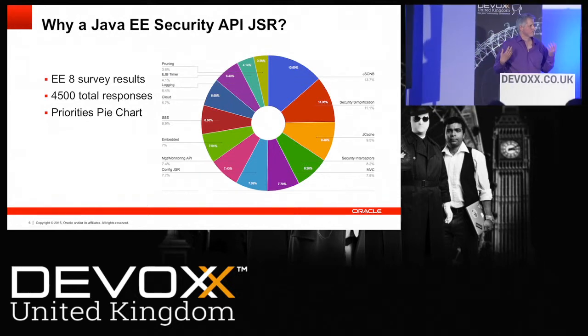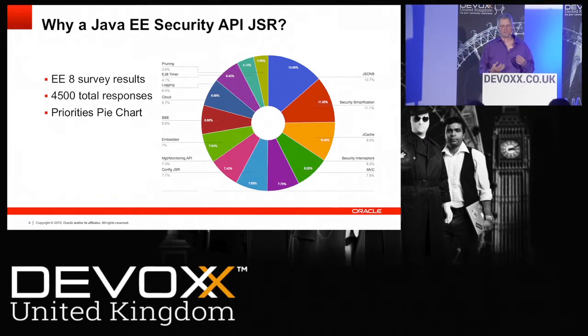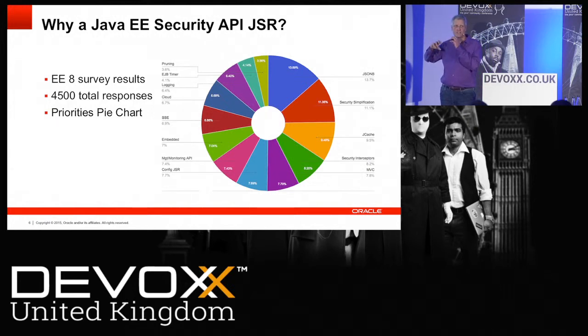Security, nobody really has updated security since maybe EE 1.4. And so there's a lot of work, especially with simplifying security, because it's pretty difficult right now, and also with security interceptors. By security interceptors, I think it's more of a general topic of updating the interface, making it CDI aware and maybe expression language aware.